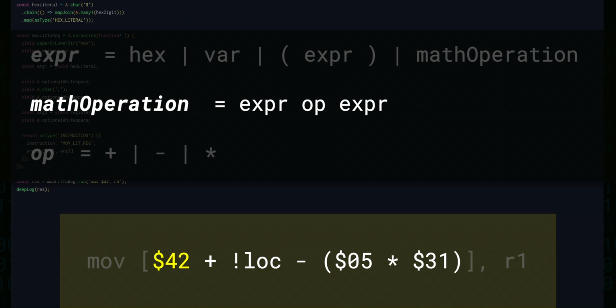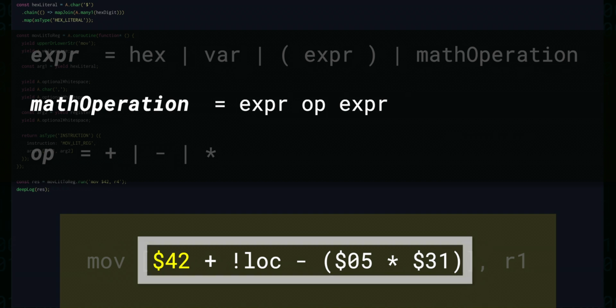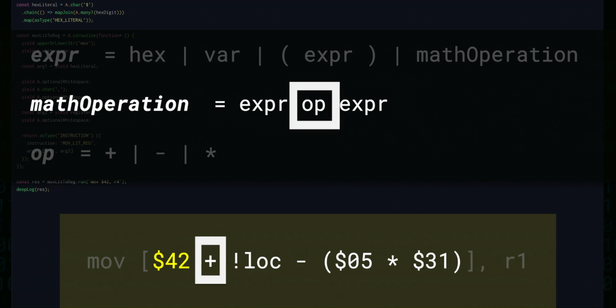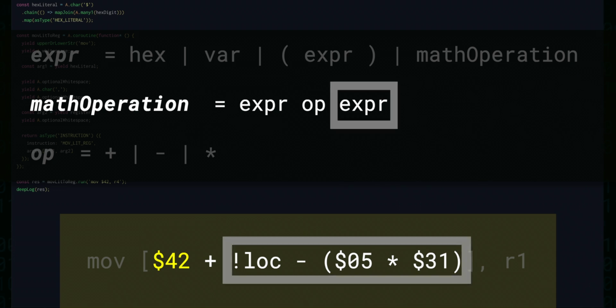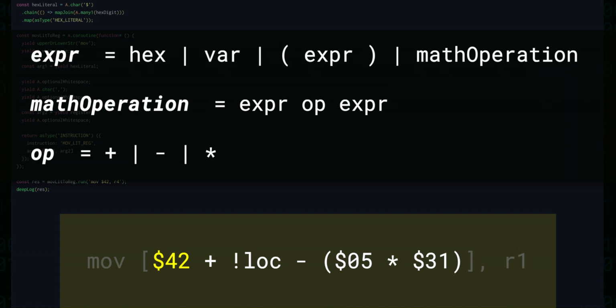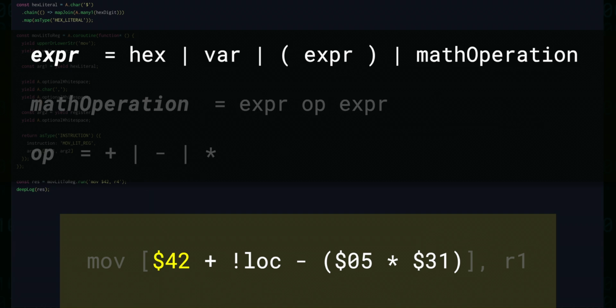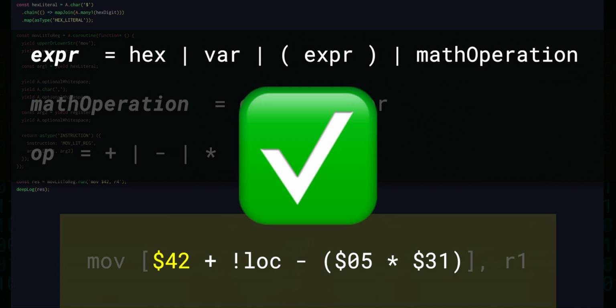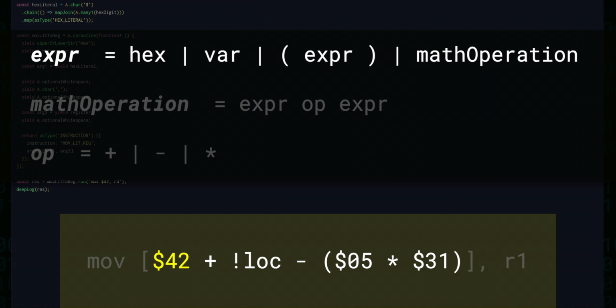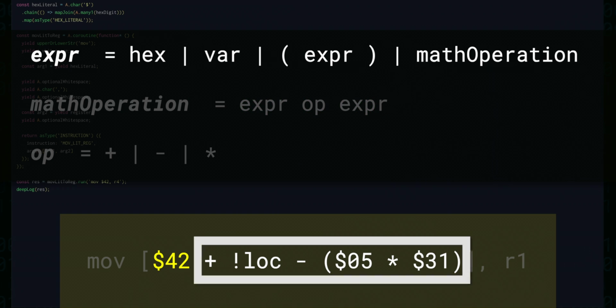But since expr could actually be a whole other math operation itself, it could be something like 42 plus lock minus the bracketed expression hex5 multiplied by hex31, where this is the first expression, this is the op, and this is the second expression. Let's do an experiment. Imagine that we have this exact expression, and we're trying to parse it according to our definition. First, we try to recognize it as a hex literal, and you know what? We actually do. We've already completed parsing, but that's clearly not right, since we've missed almost everything.